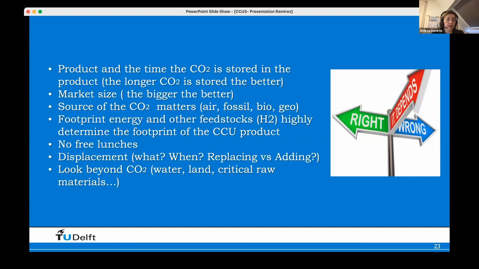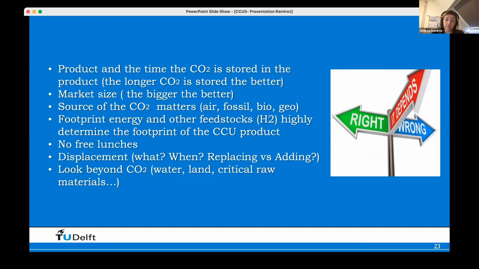One of them is that the product and the time the CO2 is stored in the product matters. And the longer the CO2 is stored in the product, from a climate perspective, the much better. The market size matters, just to make impact and the need of impact. So the bigger, the better. And that's also why we are looking a lot at cement, aggregates, this kind of construction products. The source of the CO2 matters from an LCA point of view, whether it's CO2 from the air, fossil CO2, or bio CO2, it matters, and it has implications for the life cycle assessment.